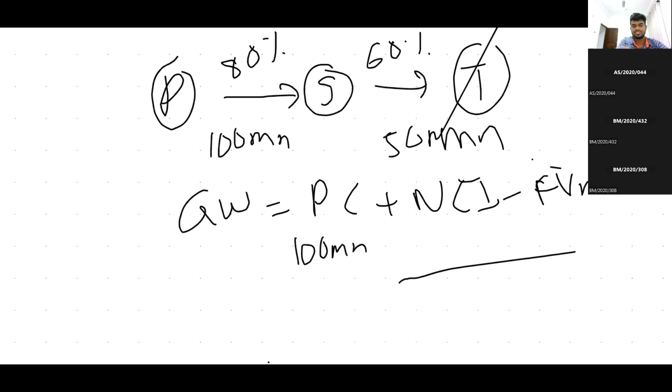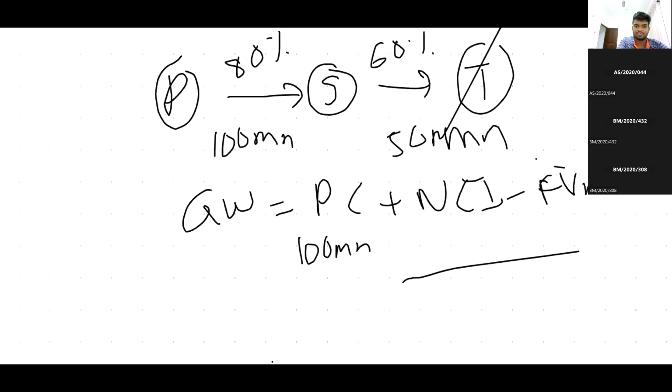So when it comes to the S and T business combination, if you take the 50 million as our purchase consideration, is it right or wrong? When calculating the goodwill for S and T, we are taking the 50 million as our purchase consideration. Is it correct or wrong? Yes, others?